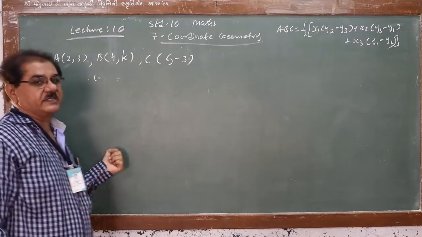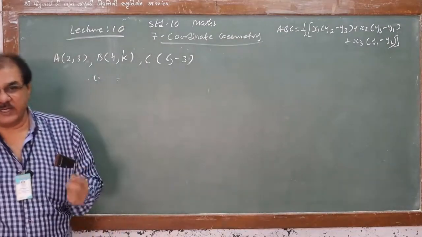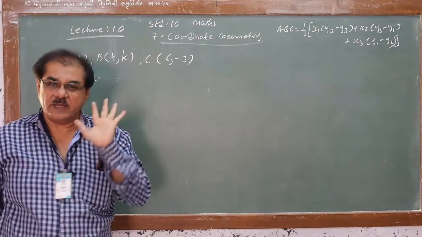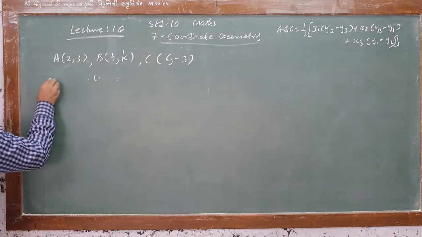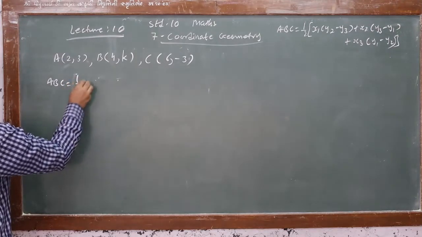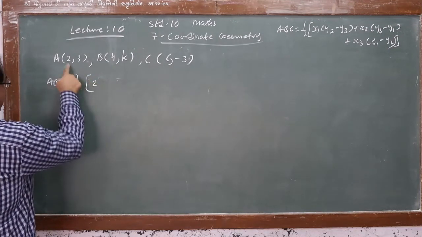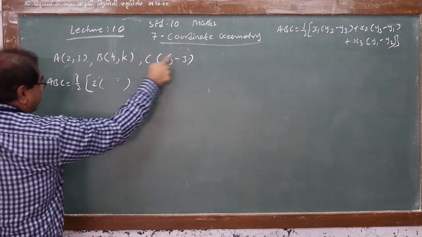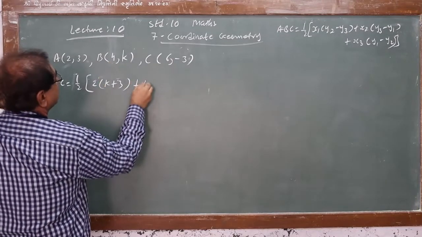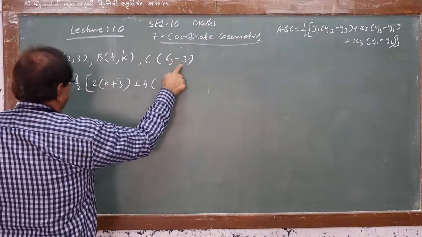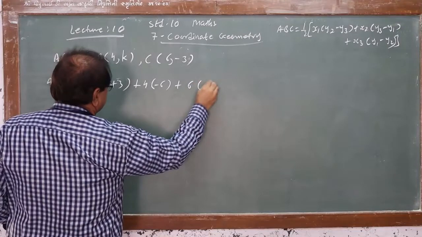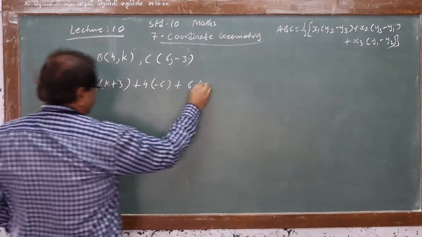Now just now in the previous example we saw that if the points are collinear, the area is 0. So we will use the formula for the area of the triangle here, but we will set the area to be 0, okay? So first of all, area of ABC is equal to 1/2 into the square bracket: 2, that is x1, into the bracket k minus (-3), it is k plus 3, plus x2, which is 4, into -3, which is -6, plus 6 into the bracket 3 minus k.